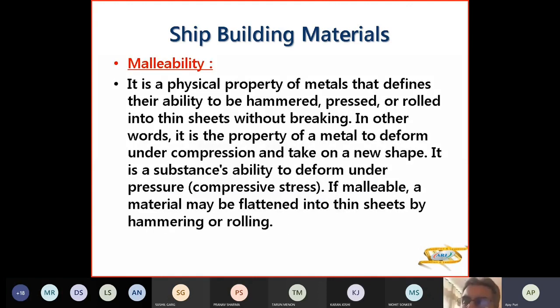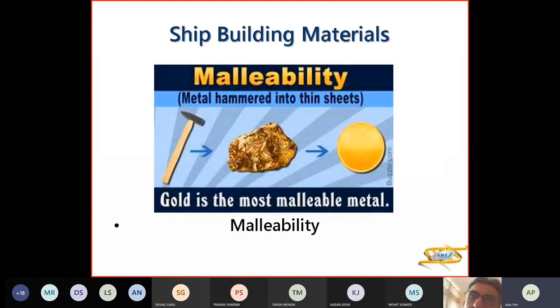Now we come to malleability. Malleability is a property where a metal can be beaten into sheets, like aluminum foils, gold foils, silver foils. So that is an example of malleability. It's an ability to be hammered, pressed, or rolled into thin sheets without breaking. It is a property of metal to deform under compression and take a new shape. It is the substance's ability to deform under pressure, known as compressive stress. A material may be flattened into thin sheets by hammering or rolling, which is again malleability.